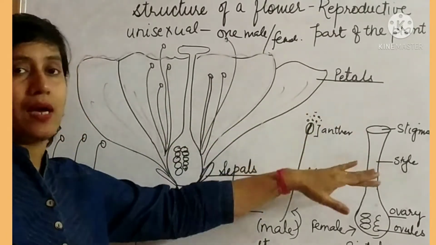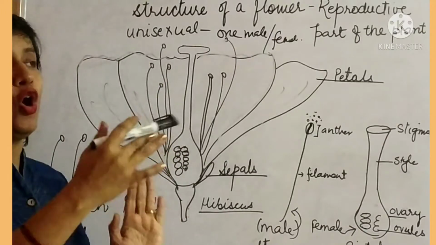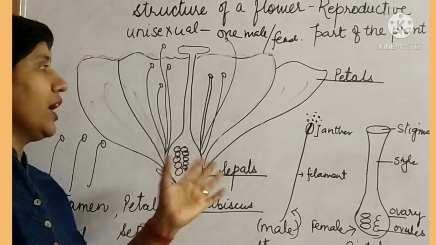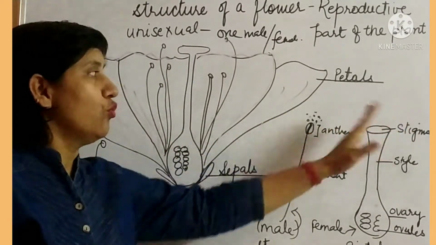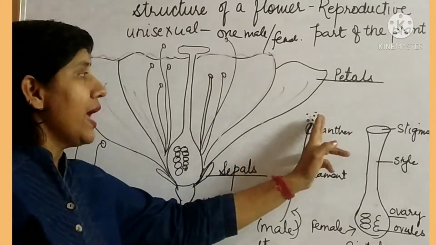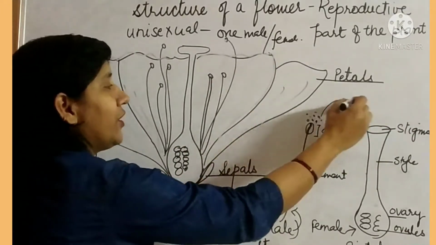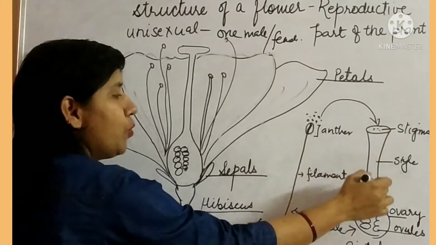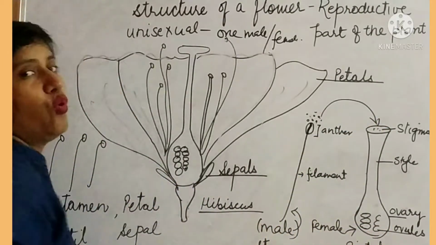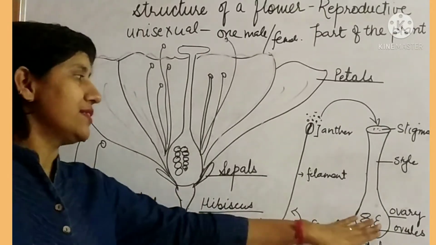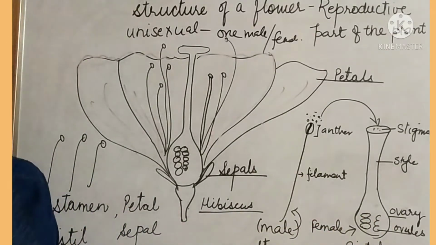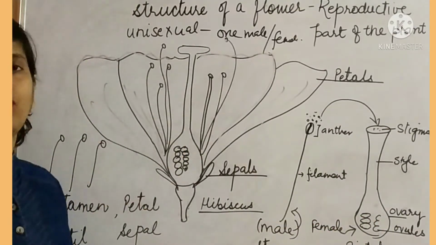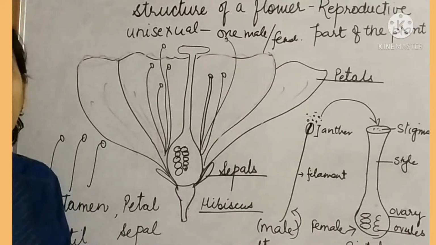When the pollens come out, with the help of air or with the help of water or with the help of insects, they move. When the pollen moves and falls on the female part, they form a tube and then they reach the ovary. And here the fertilization takes place. Okay? So in the next slide, we'll talk about the fertilization.